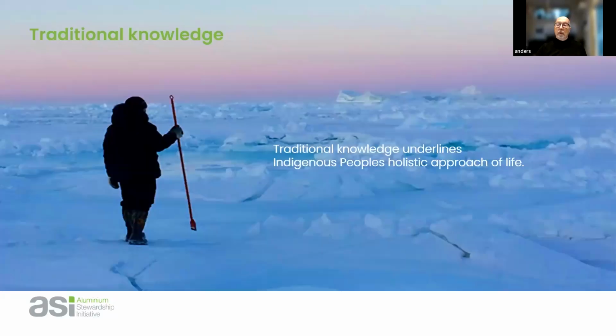I mentioned that traditional knowledge is important in an IPCIA, and traditional knowledge is at the core of Indigenous people's identities, culture, heritage, and livelihood. The transmission of traditional knowledge across generations is fundamental to protecting and promoting Indigenous people's cultures and identities and management of lands, territories, and resources, with Indigenous practices that care for Earth without depleting the resources. So you could say that traditional knowledge underlines Indigenous people's holistic approach to life.